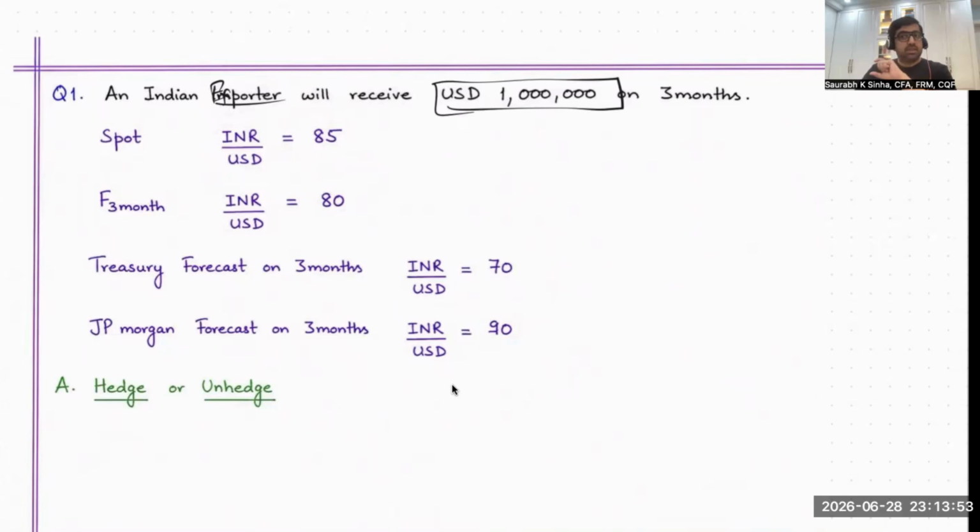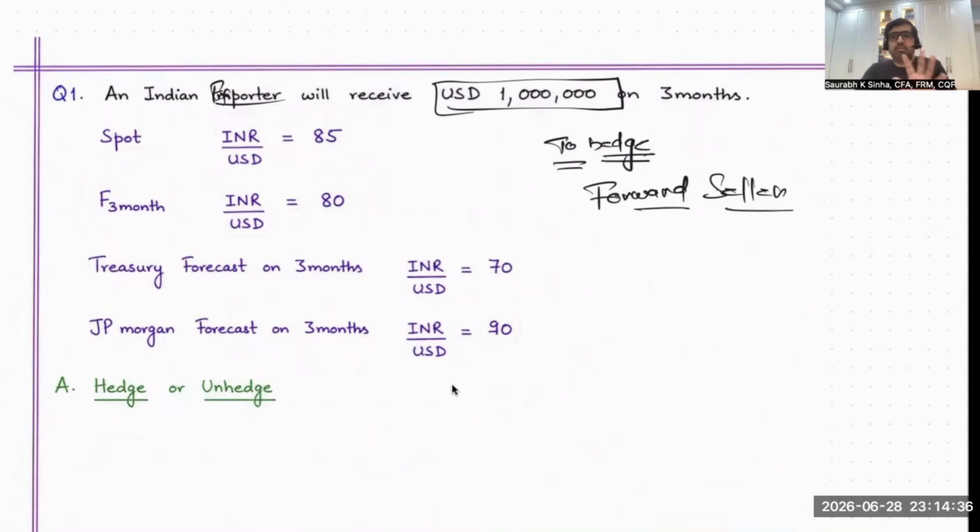And you are receiving USD. So to hedge, now think carefully. To hedge, will you buy USD in future or sell USD in future? You are about to receive USD in future. So you will sell it in the future to hedge at a fixed rate. And that fixed rate is 80. So to hedge, you will enter as a forward seller.